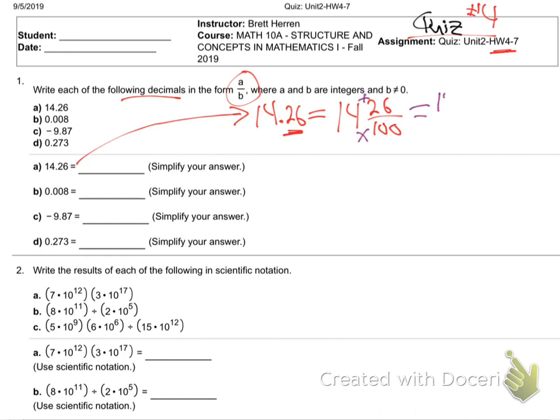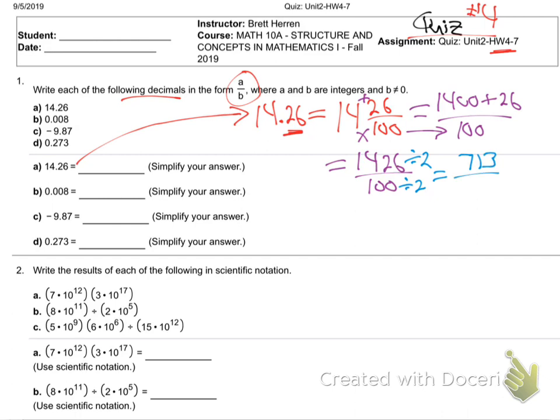So that'll be 1400 plus 26. You keep the denominator the same. So that's going to be 1426 over 100. And then that is reducible. Divide top and bottom by 2. That'll be 713 over 50. And there we go. It's completely reduced. There is the fraction.